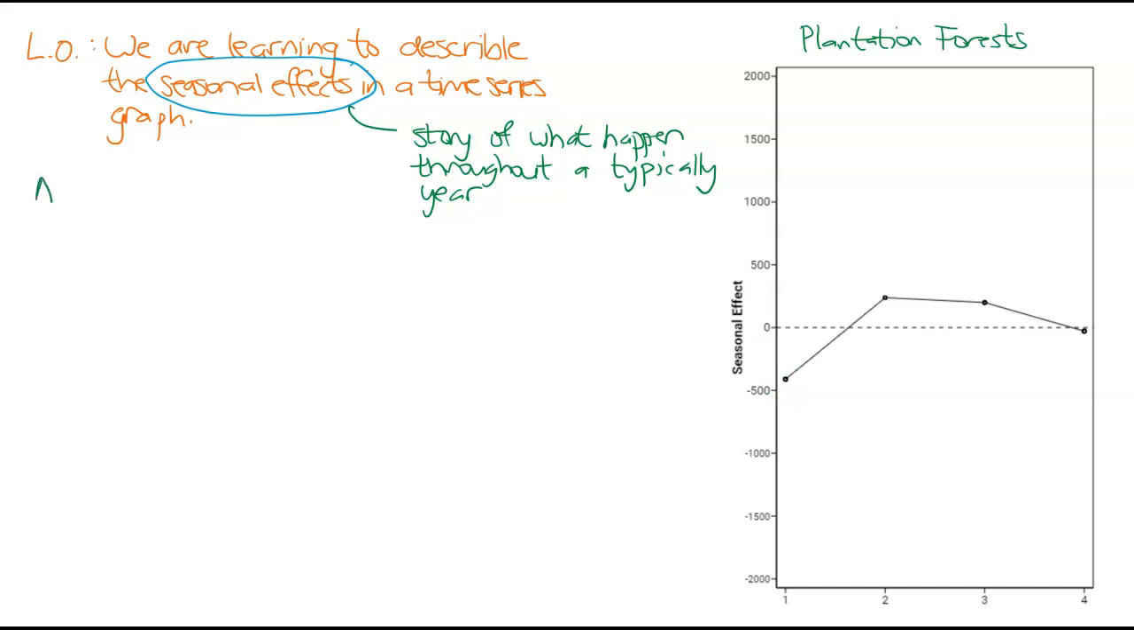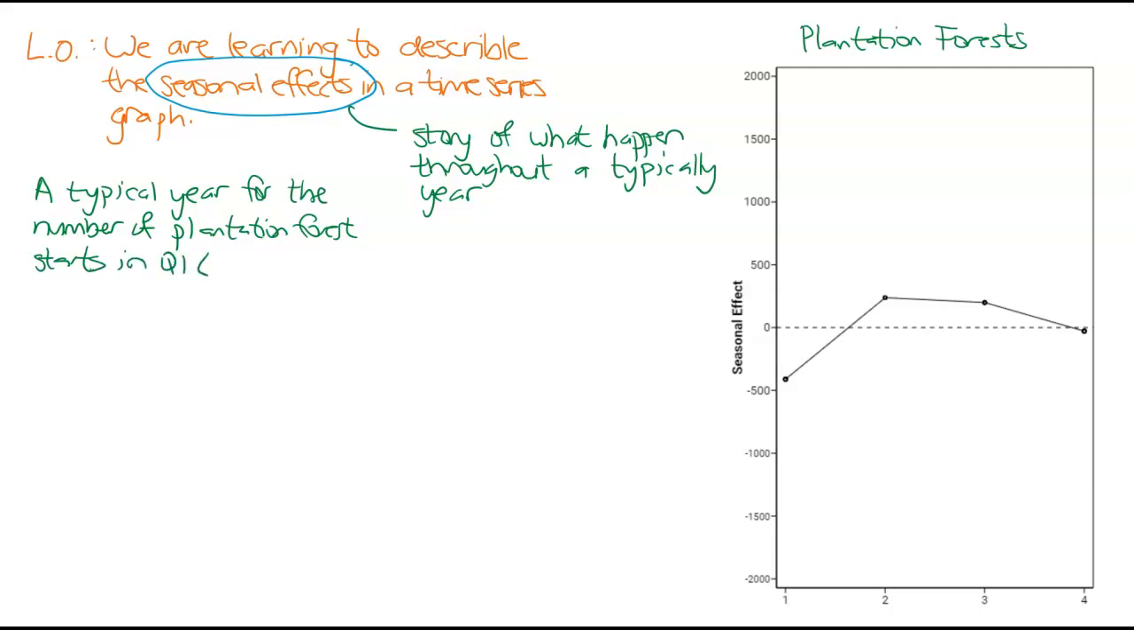So a typical year for the number of plantation forests starts in quarter one. So I'm using some context. Starts in quarter one, and maybe in brackets I'll explain what that means. So that refers to January, February, and March.